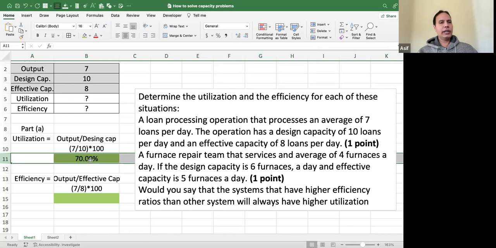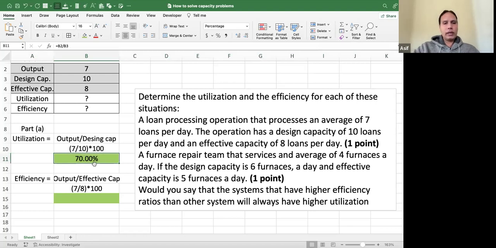And as I mentioned here, you don't have to mention multiplied by 100, although you can also do that. Because we already have this option here in the ribbon, if you click on this percentage, it will automatically be converted into percentage. So we don't need to multiply by 100 here.